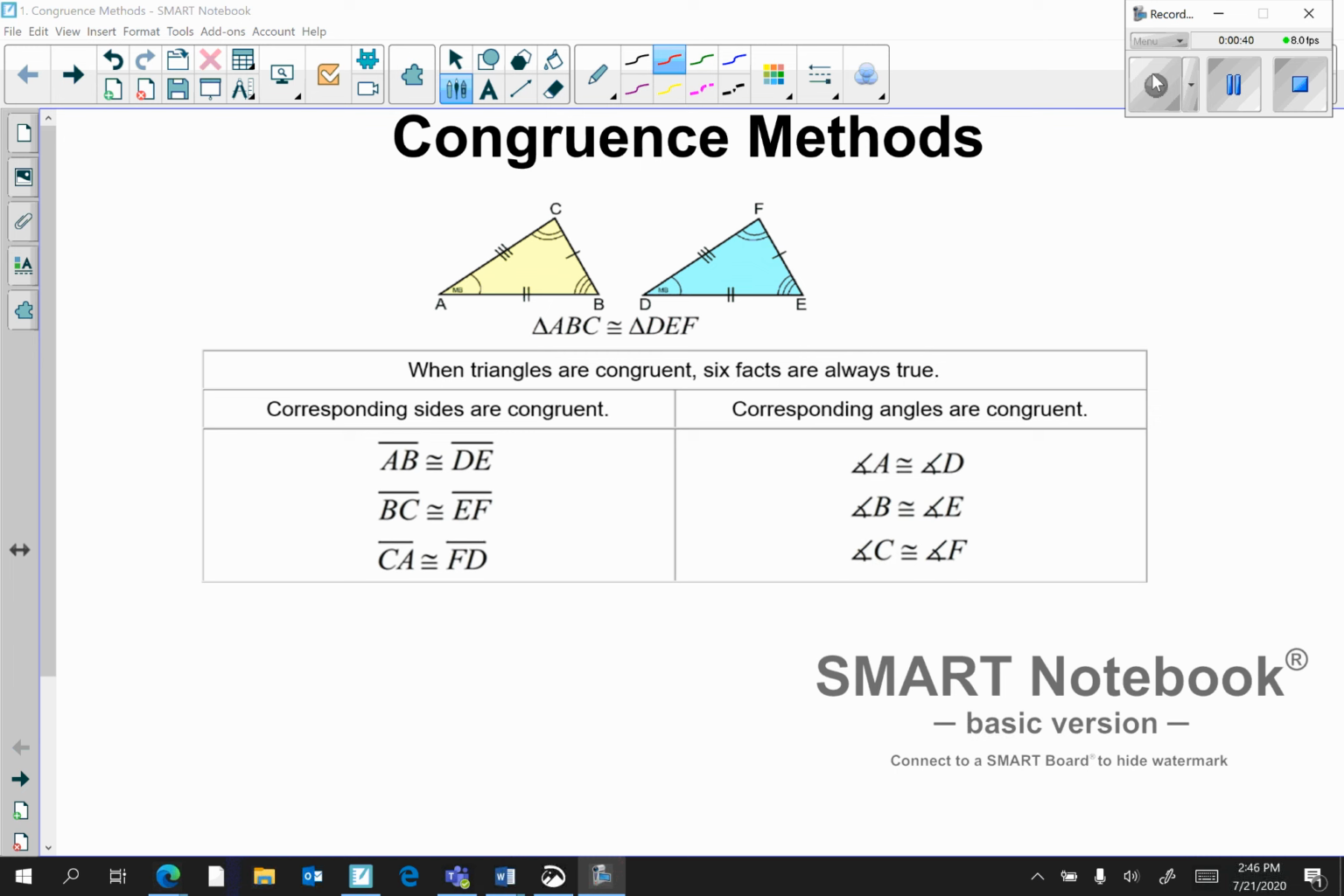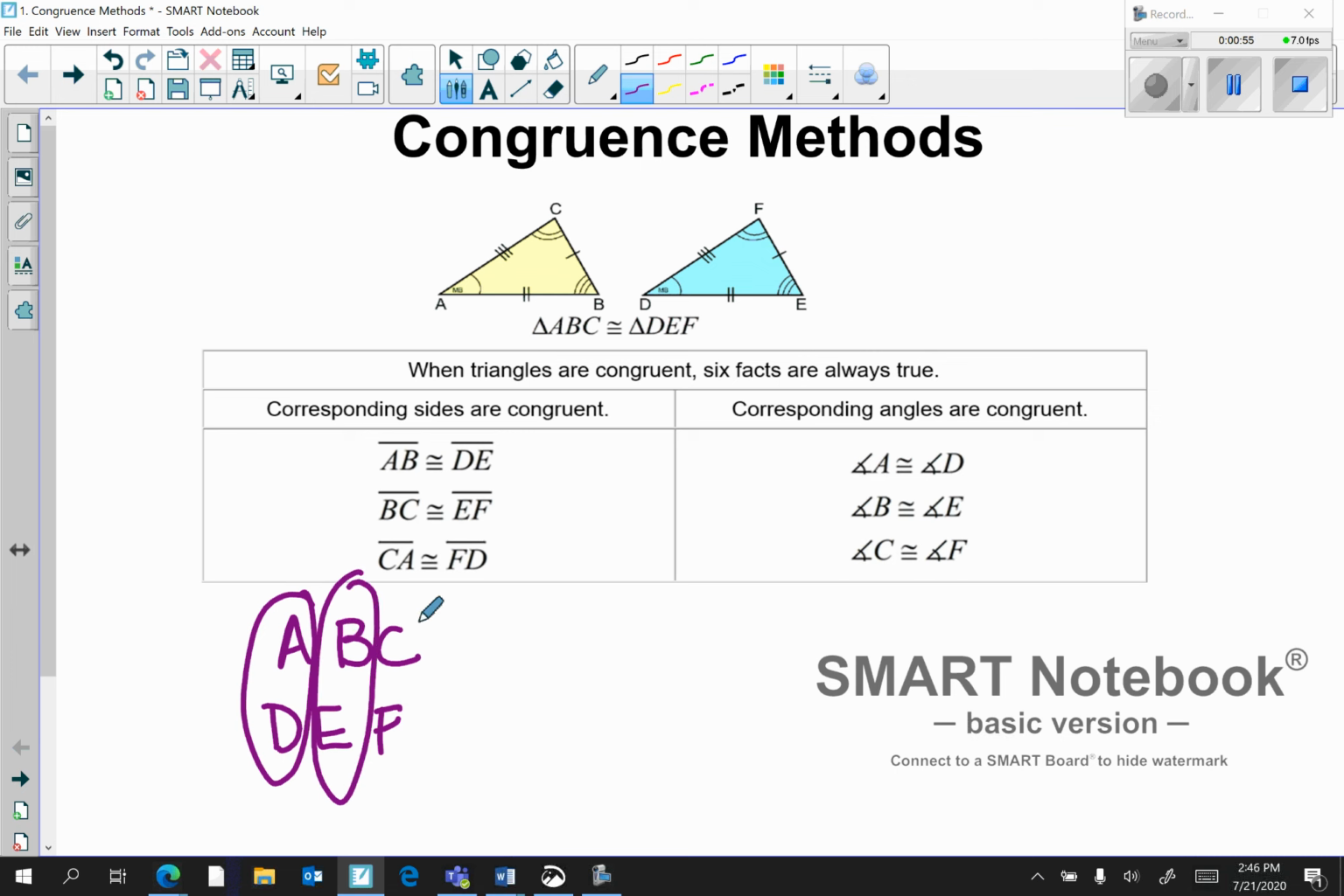One way we know both of these congruences is by lining up the letters. A, B, C, and D, E, F. A corresponds with D, B corresponds with E, C corresponds with F, and same thing goes for the sides. AB corresponds to DE, BC corresponds to EF, and CA corresponds to FD.